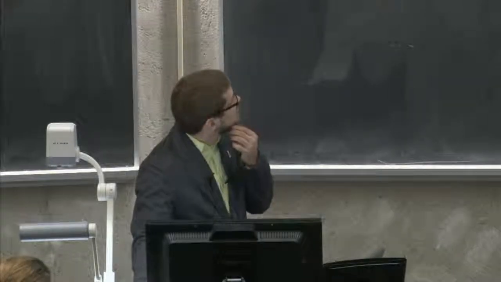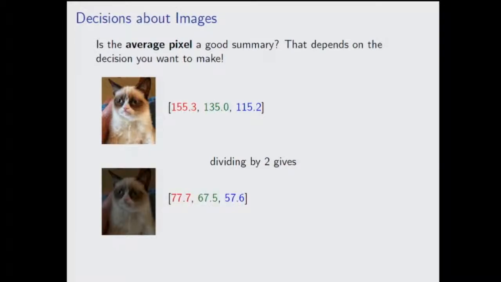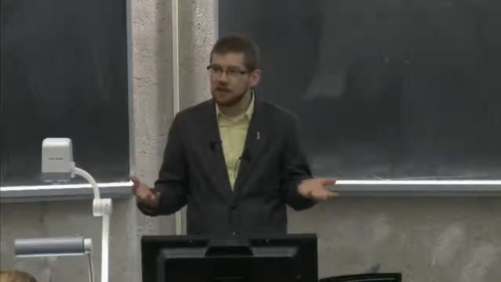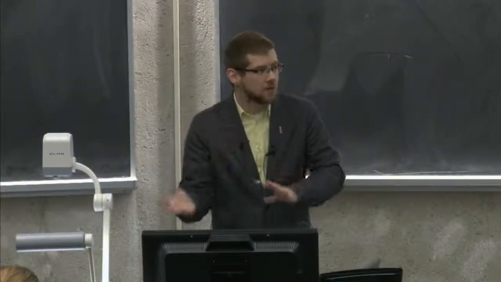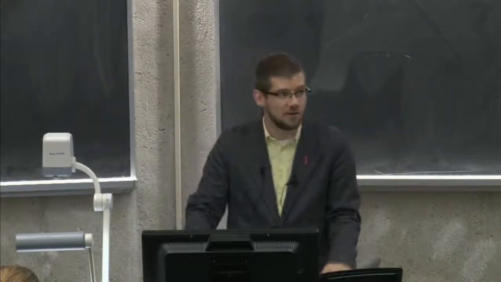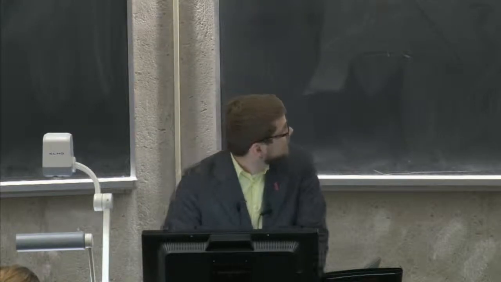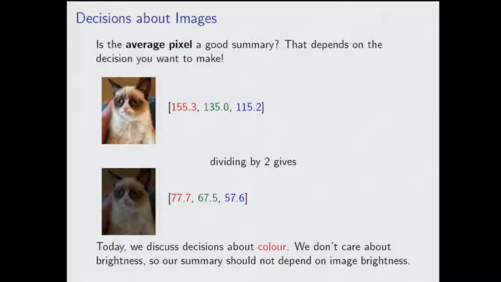And the problem that I've got with just the average pixel is that if I go back to my Grumpy Cat where I divided him by 2, their colors are the same. It's just that one's darker than the other, but their average pixel is quite different. Okay? So I want a summary that is not affected by the brightness of the image. I just want to know how much red, how much green, how much blue, but I don't really care about is it overall very bright or overall very dim. So we're going to do one last step, since we're today only going to talk about deciding about color.